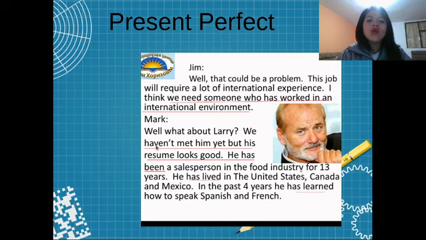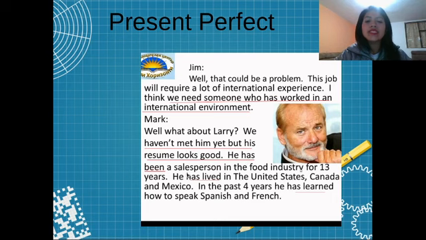Okay, we have here someone who has worked in an international environment. Aquí estamos hablando de una experiencia que pasó antes y puede persistir en el presente. Alguien que ha trabajado antes en un ambiente internacional, right? We haven't met him, Larry, right? But his resume looks good. No lo hemos conocido, una experiencia de la vida. No hemos tenido la experiencia de conocer a esta persona, pero su currículo es muy bueno.